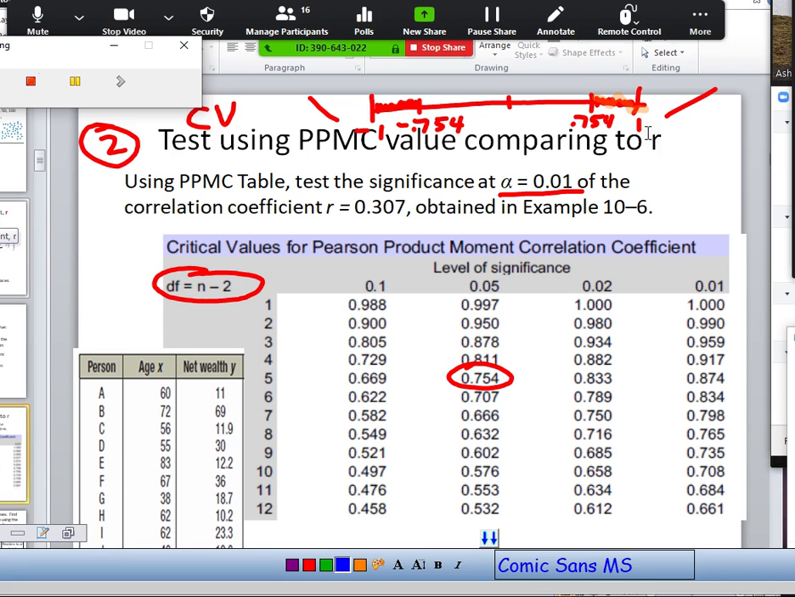These spots that are furthest out: this one over here is negative 1, and this one over here is positive 1. Positive 1 would be a perfect line with a positive slope, and negative 1 would be a perfect line with a negative slope.